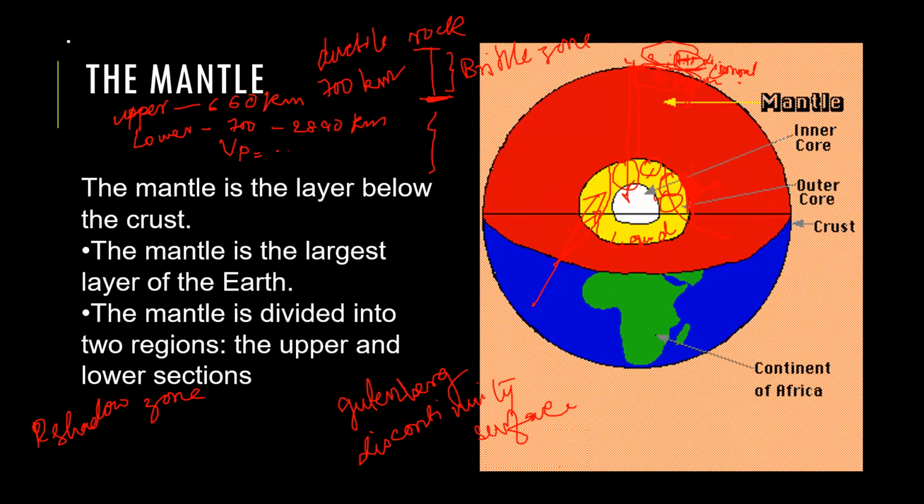Now when we talk about the mantle, volume-wise it is the largest: 68 to 75% of the volume of the Earth is given by the mantle. It is divided into the upper mantle and the lower mantle. Within the upper mantle, there are the transitional zones up to 700 kilometers, because below 700 kilometers, the nature of the rock changes from brittle to ductile.